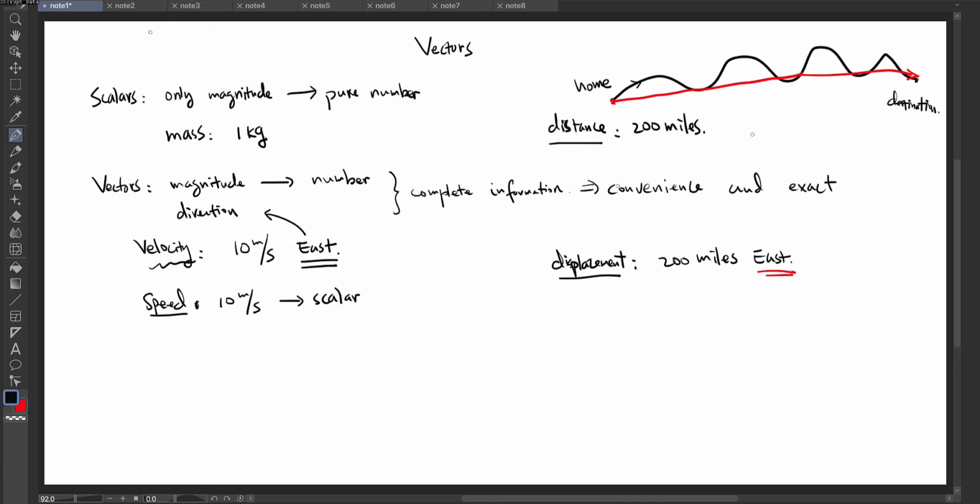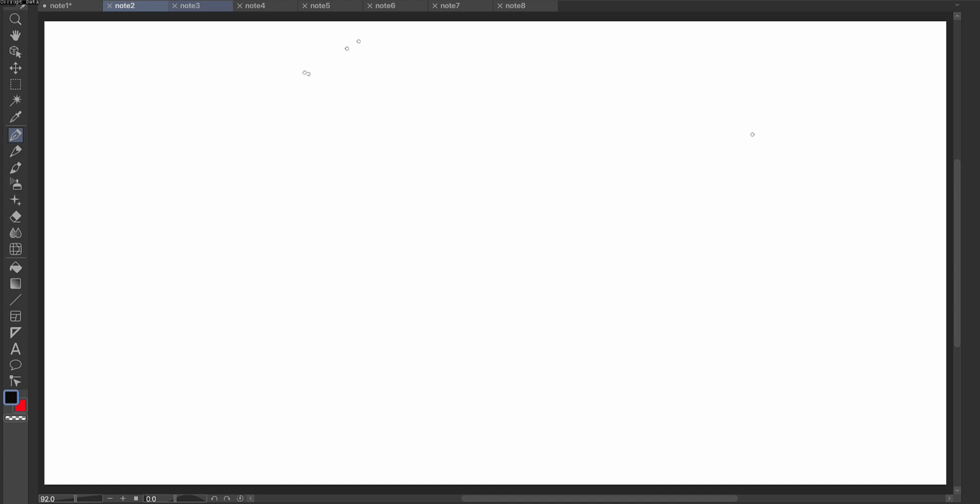Okay. All right. So let's talk about vector representation.